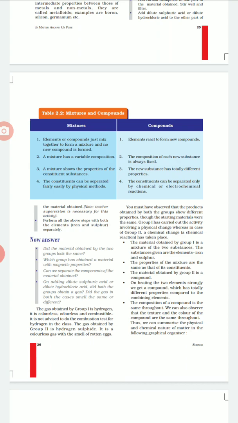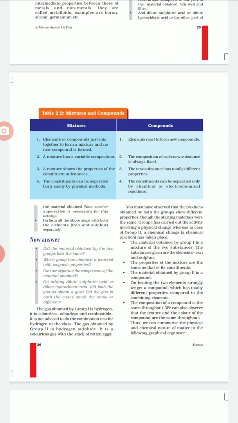A mixture shows the properties of its constituent substances. So in a mixture you can easily identify that this particular ingredient is there. But in a compound, a completely new substance has been formed, so it will show completely different properties.